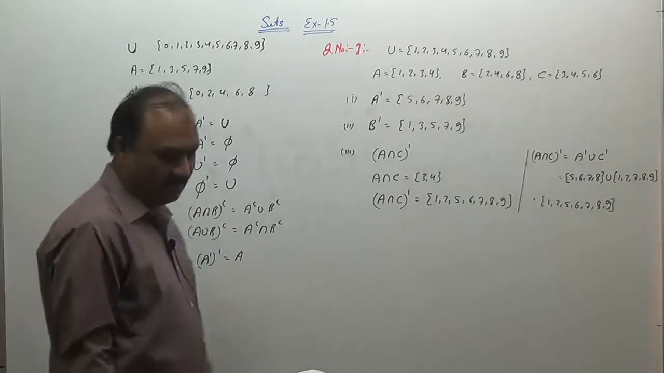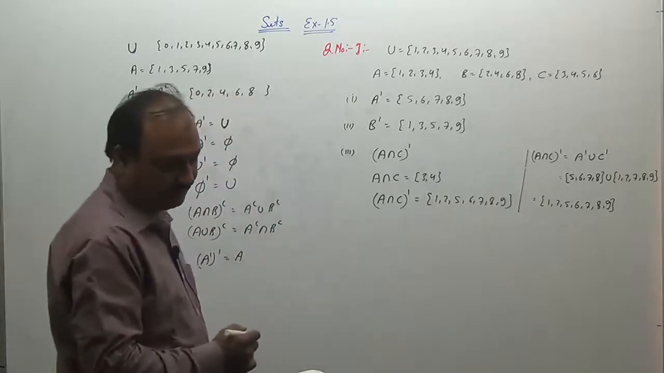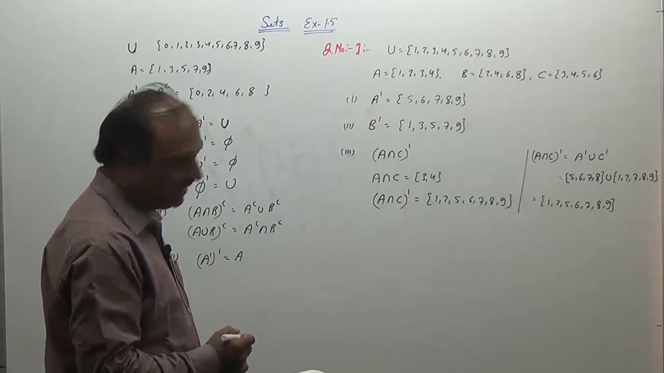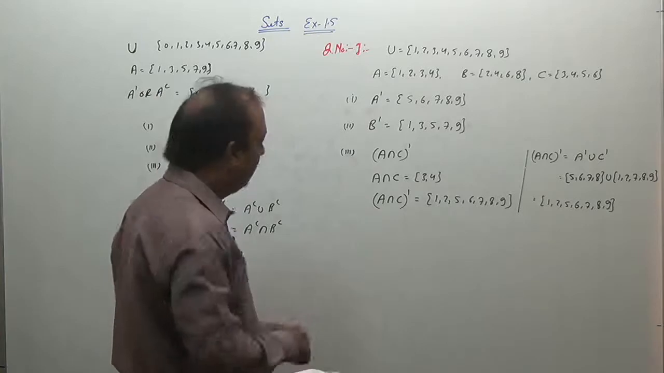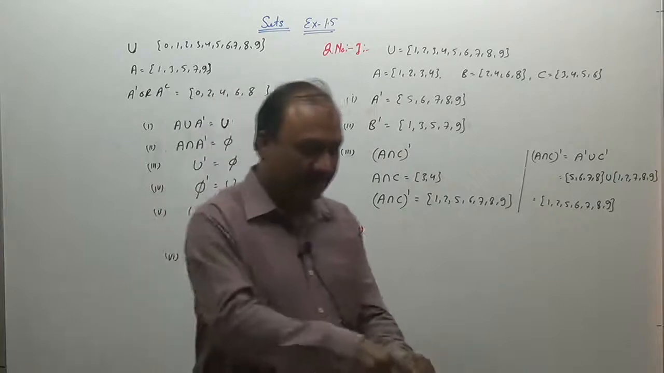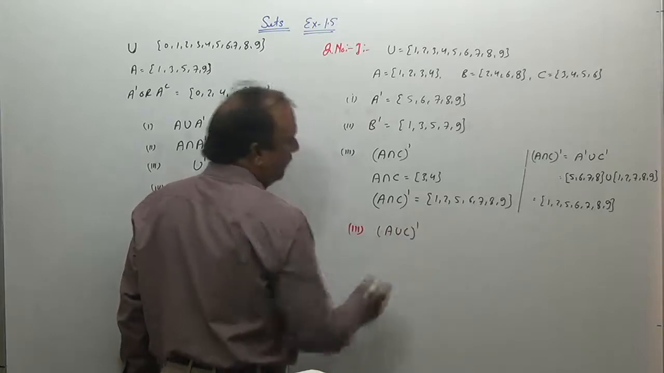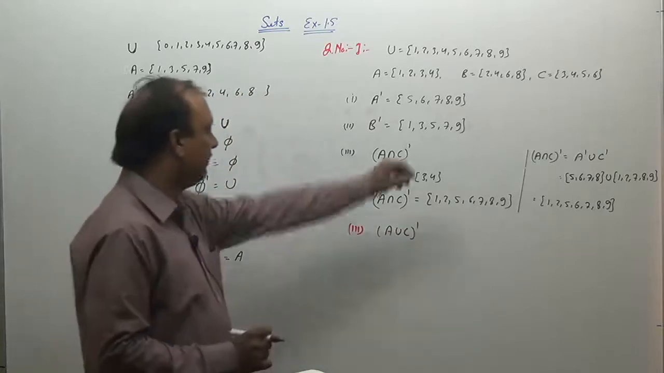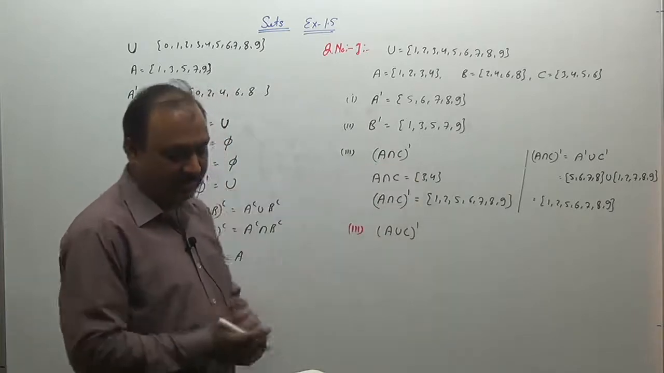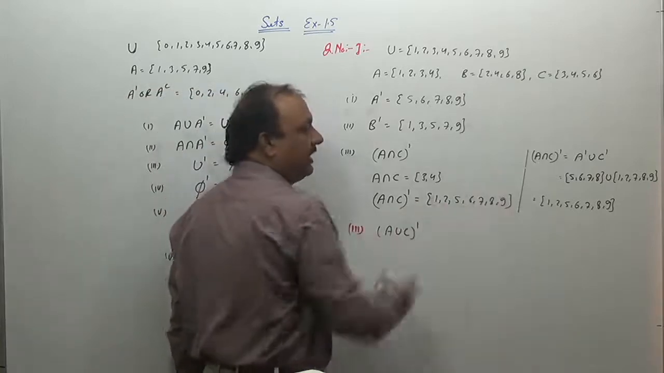Next part. But there is a third part, another option. By mistake we have taken A intersection C, but in the textbook the requirement is A union C complement. So A union C complement can also be found in two ways.